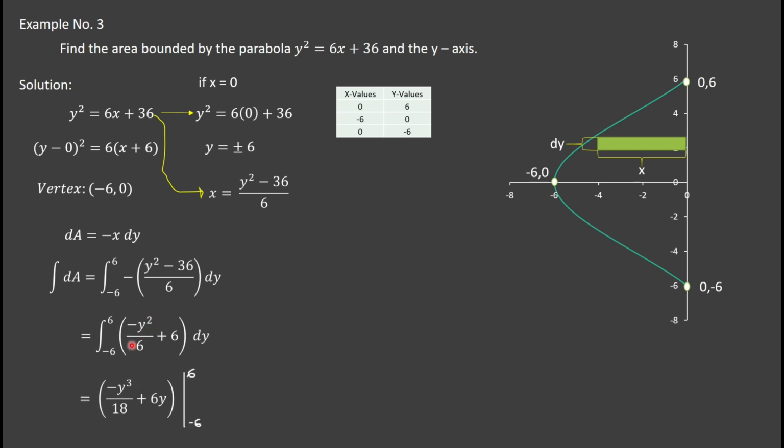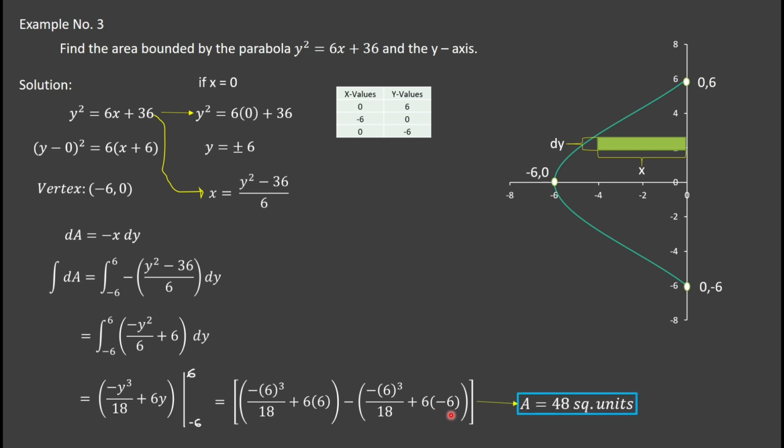Integrate this: the quantity negative y cubed over 18 plus 6y. Then substitute the corresponding limits. It would be negative 6 cubed over 18 plus 6 times 6, minus the quantity negative 6 to the power 3 over 18 plus 6 times negative 6. So our area here is equal to 48 square units. To check this, we can create the circumscribing rectangle here.